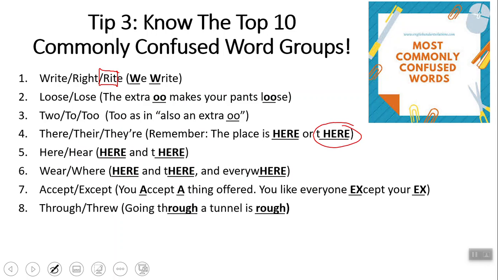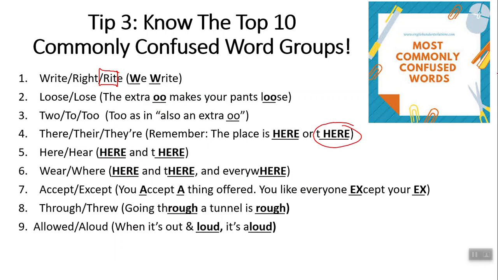Through and threw. You go through a tunnel. Going through a tunnel is rough. It has rough at the end. The other threw is like if you throw a ball. Allowed and aloud. The first one means that you're giving permission. When it's loud, it's aloud, it has that word at the end. If you're saying something out loud, then it's aloud.